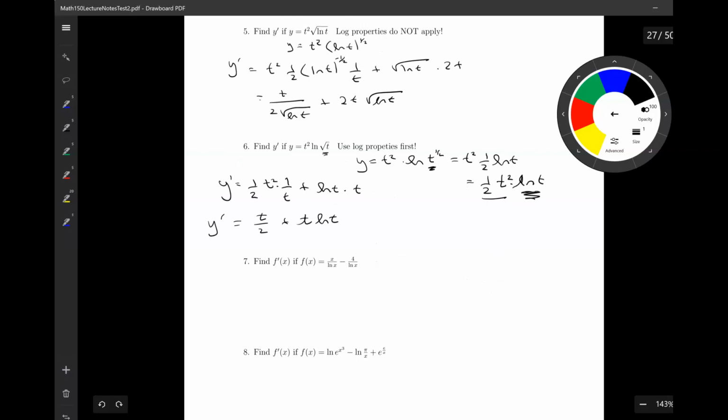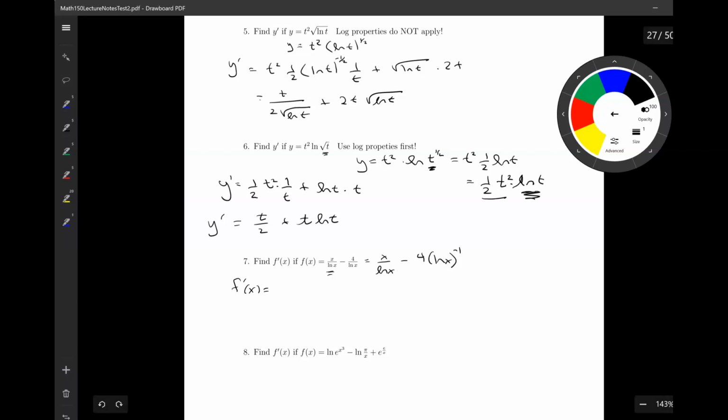Okay. What do I have here? Looks like I have quotient rule, and I could do quotient rule. I could also rewrite this as chain rule. For the first one, I'm going to leave it as quotient rule. For this one here, I could rewrite this as ln of x to the negative 1 if I chose. Again, log properties do not apply. I would just have to do chain rule on that one.